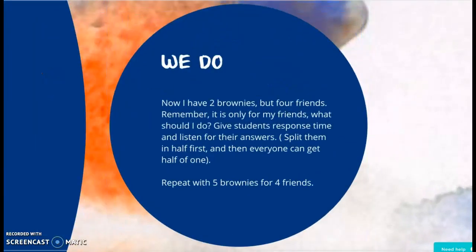For the we do portion, now students will try it together with the teacher. They are told that they'll have 2 brownies, but there are 4 friends. Students are prompted to respond as to how many pieces each person should get and explain how to pass them out. The process can be repeated with 5 brownies for 4 friends.